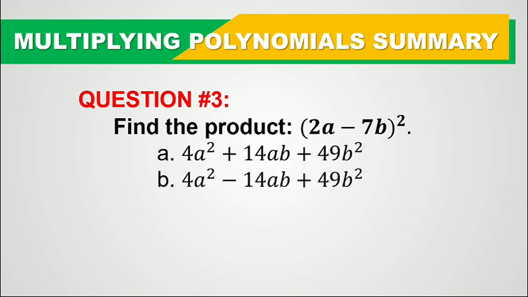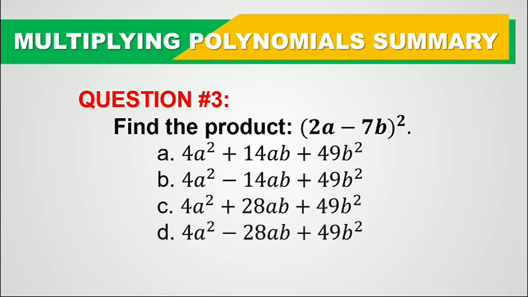So is it letter A, 4a squared plus 14ab plus 49b squared? Or letter B, 4a squared minus 14ab plus 49b squared? Or letter C, 4a squared plus 28ab plus 49b squared? Or letter D, 4a squared minus 28ab plus 49b squared? What is your answer?